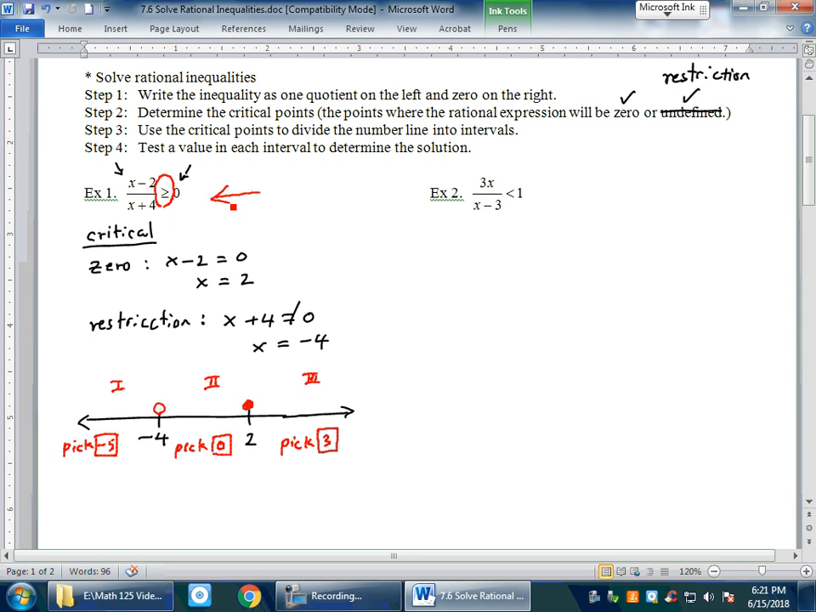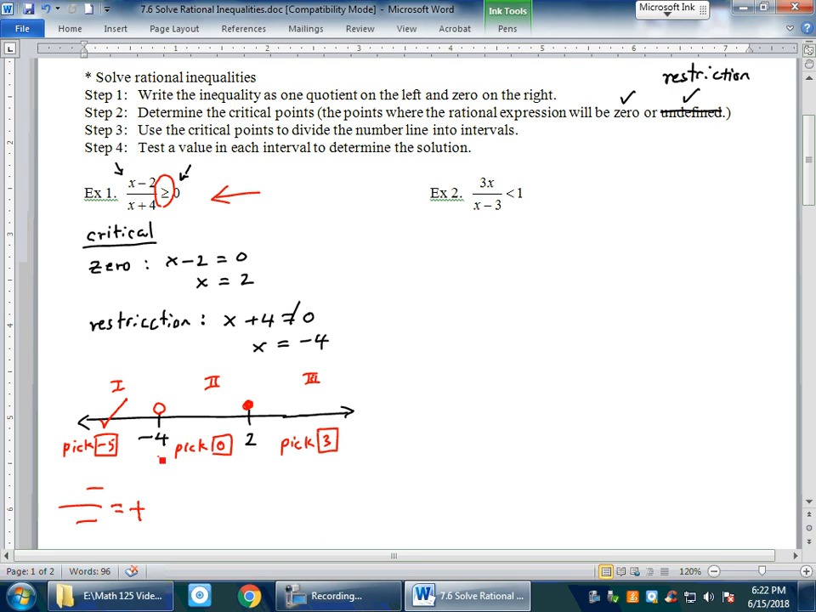When you substitute in -5, -5 minus 2 gives me a negative number in the numerator. In the denominator, -5 plus 4 also gives me a negative number. A negative number divided by a negative number gives me a positive result. A positive number is greater than 0, so this interval is a solution.